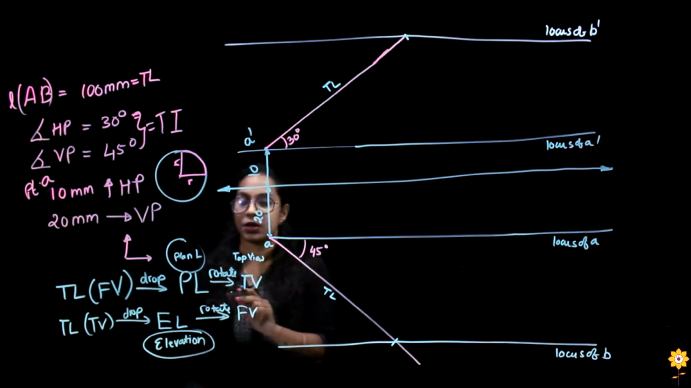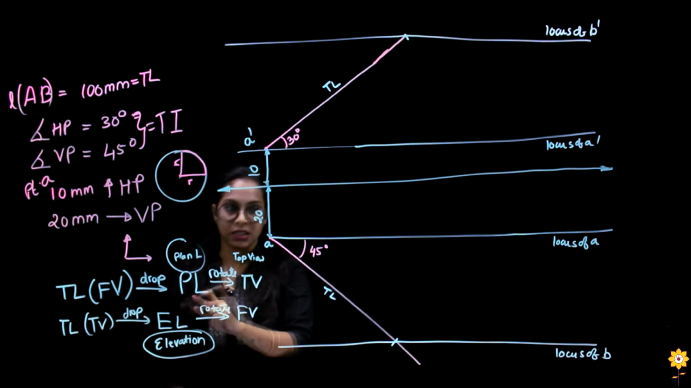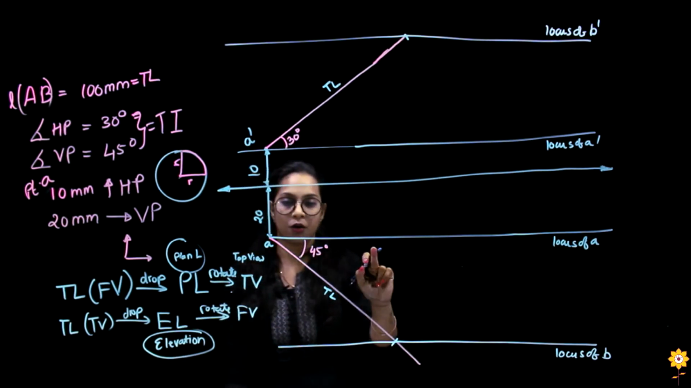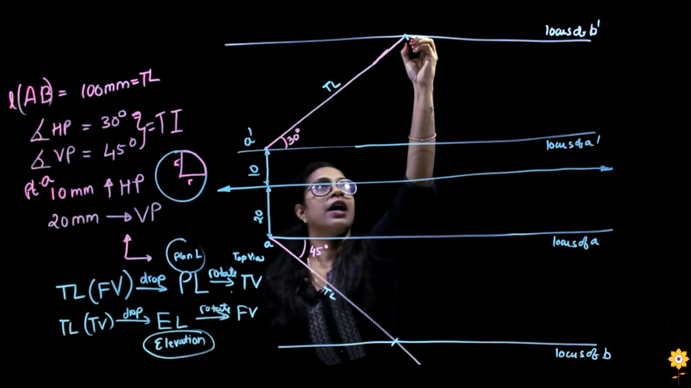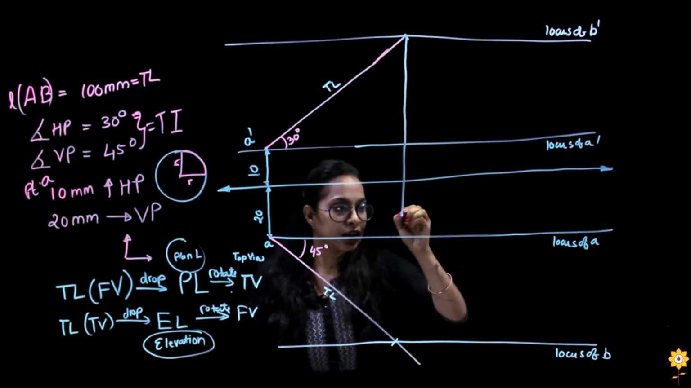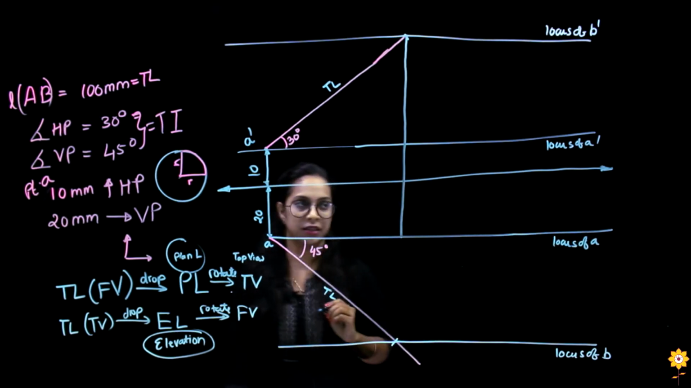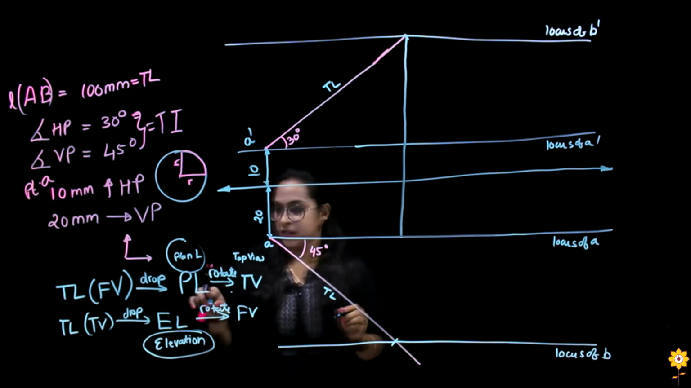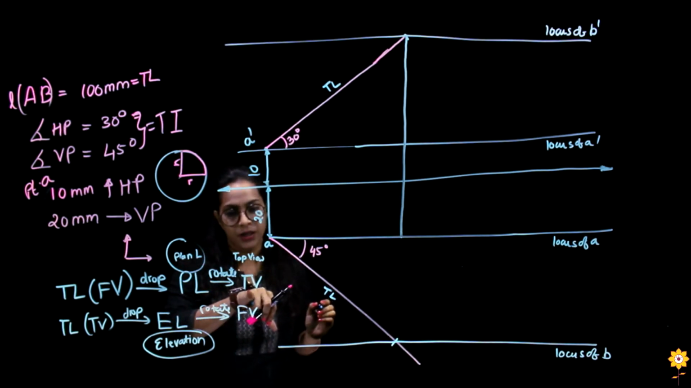Now always remember that the plan length is giving us the top view. That means the plan length would be in the top view, and this is the top view. So I have to drop this till the locus of A. Now what is the next step? Once I get the plan length, I would rotate it to get my top view.